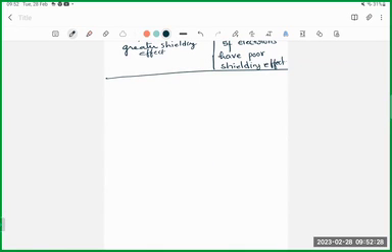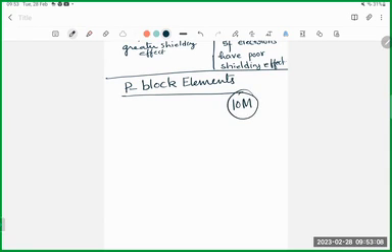The P block elements is actually a huge chapter, but we will try to finish it in a systematic manner: what we have to study from this chapter and how we can get good marks from it. It is a very important and scoring chapter as well. This chapter holds 10 marks, so a total of 10 marks is expected from it.